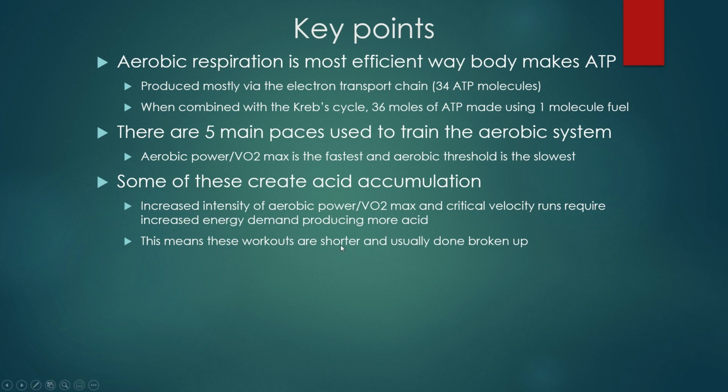So they can be shorter with the actual training of that energy system and usually done broken up. I think the sweet spot for VO2 max for a high school kid is 4 miles, 6,400 meters. I don't do critical velocity workouts because I don't think it's really specific to cross-country training for most kids, but I have one kid who is really advanced who I think this can help them in terms of their running economy and that kind of thing.